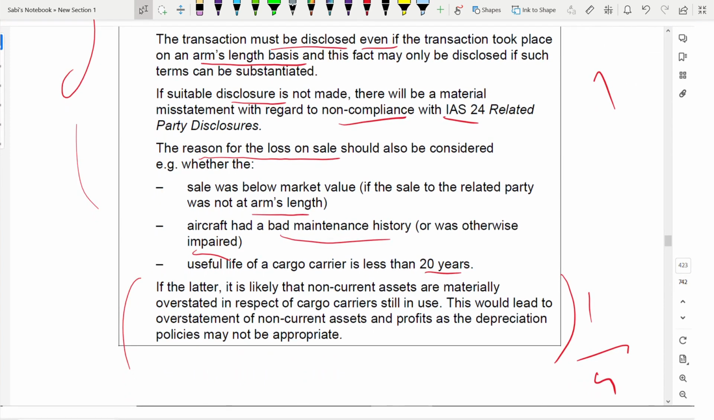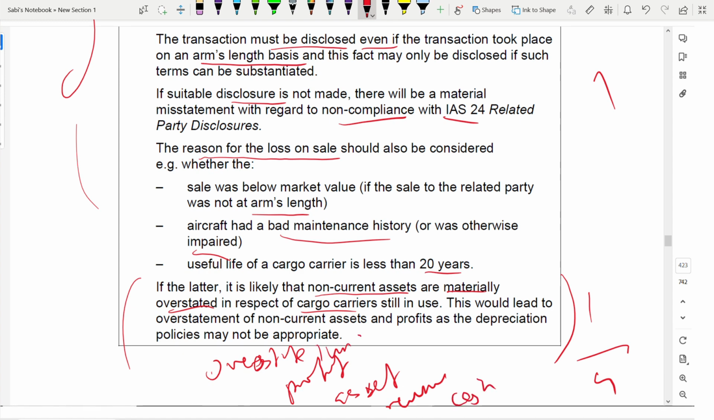Anyway, if it's the latter, it means you are not selling, you are keeping the non-current asset. If you are still using it, relating to the cargo carriers, then non-current assets could be materially overstated. Basically, in the last step, in any issue, whether something is overstated or understated, in terms of profit, asset, revenue, or cash, this is what you have to write.